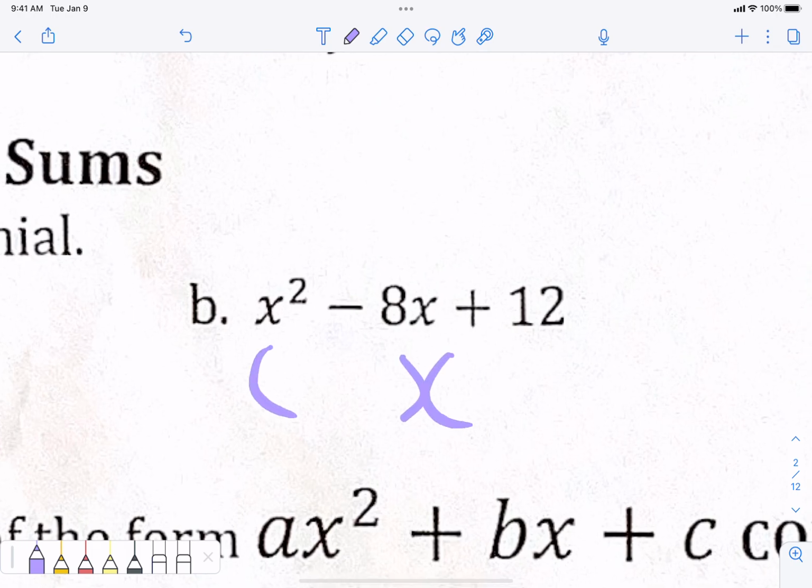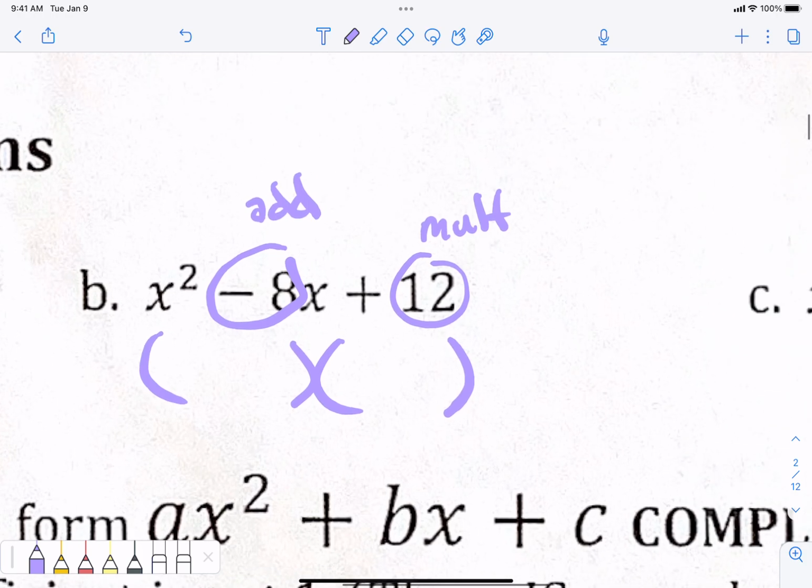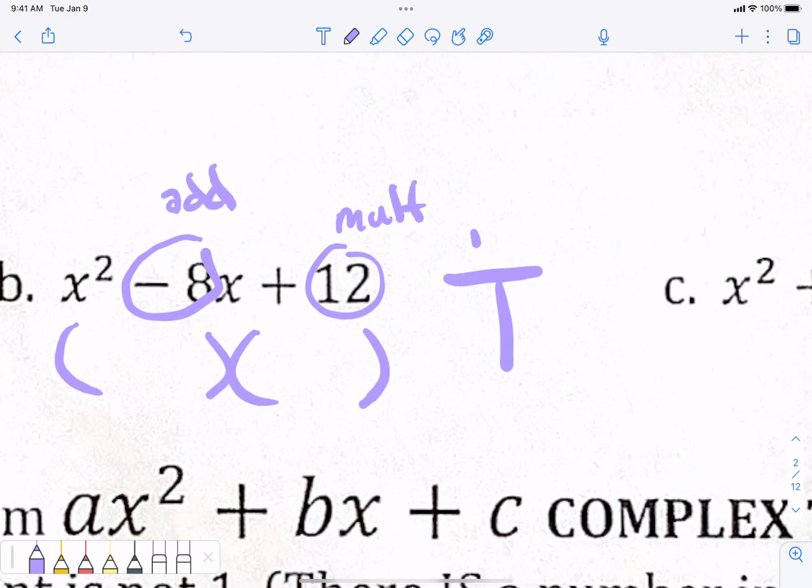We have our two bubbles again. I'm trying to multiply to give me 12, but add to get, and don't forget about the negative, -8, okay? Now, some of these might be a little bit harder to think of, so if you need to, write out the factors of 12. 12 would be 1 and 12, 2 and 6, or 3 and 4, right? Make sense? Okay? Now, which one of those groupings is going to give me -8 when I add them?